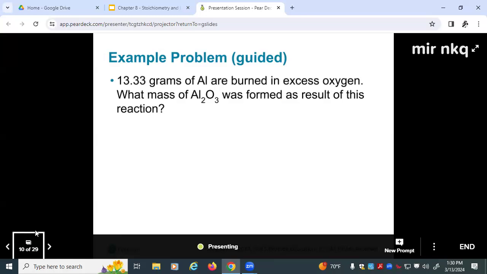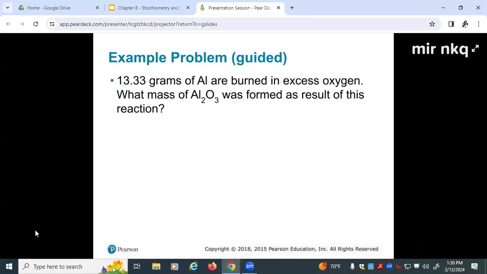So here we have 13.33 grams of aluminum being burned in excess oxygen. The question is, what mass of aluminum oxide is formed as a result of this reaction?